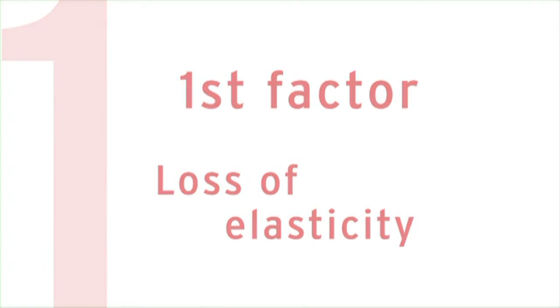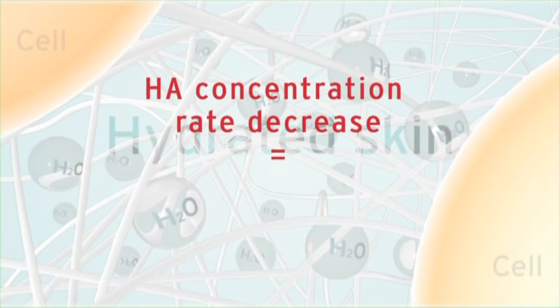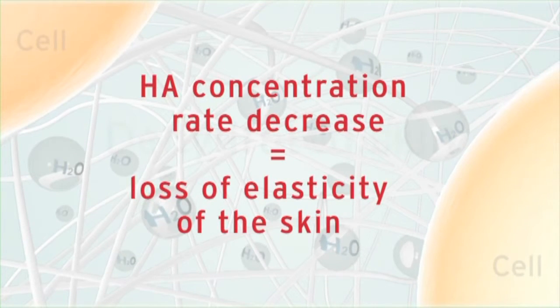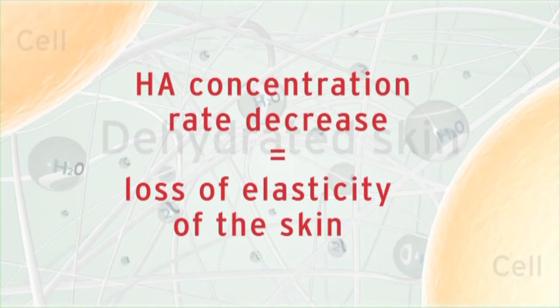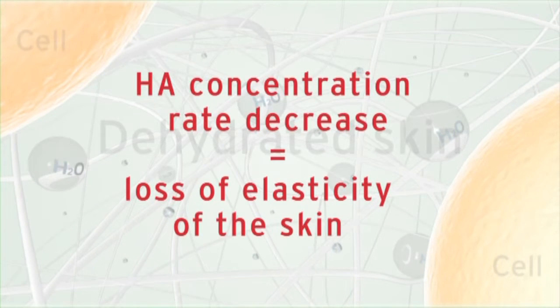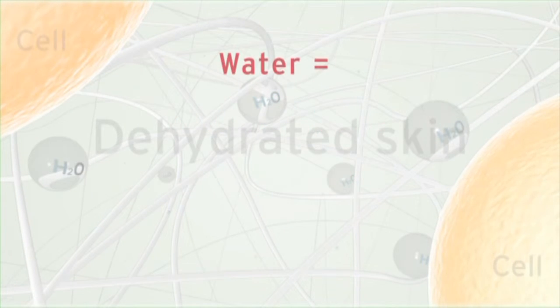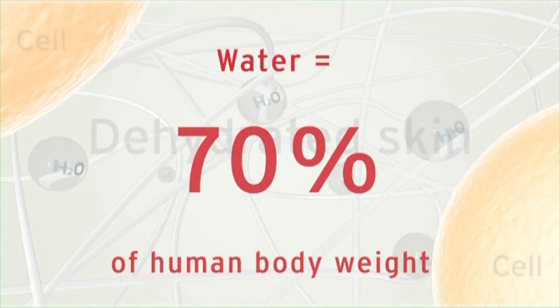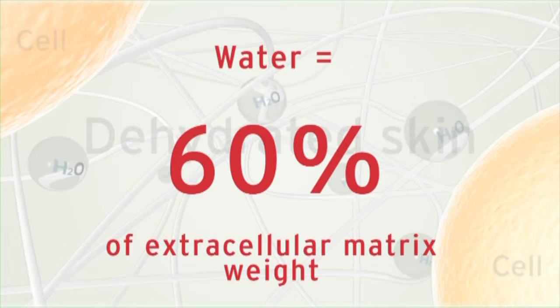The loss of elasticity is directly linked to the degradation of the hyaluronic acid, HA, in the dermis. Hyaluronic acid is an essential, naturally occurring component of the skin, especially known for its hydration power. It has the remarkable ability to bind up to 1,000 times its weight in water. Water represents around 70% of the total body weight skin tissues and 60% of the extracellular matrix weight.